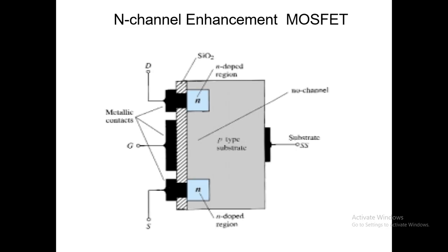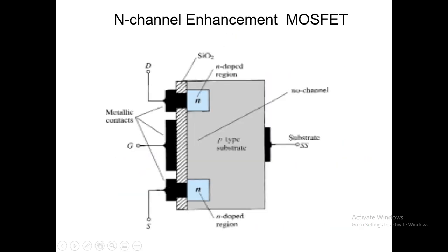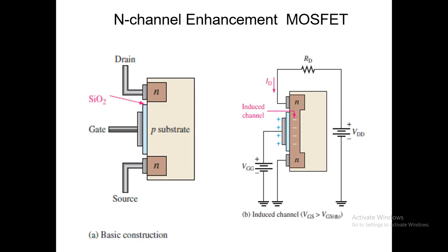And this is the enhancement MOSFET. So here we can see the difference. In the first slide we can see there is a channel between the drain and the source, and in this diagram the physical channel is absent, that is, there is no physical channel between the drain and the source. As long as the gate source voltage is not applied, there will not be any channel and there will not be any conduction. If you apply the gate source voltage, then only there will be an induced channel, which will be responsible for the conduction. So this is the operation.